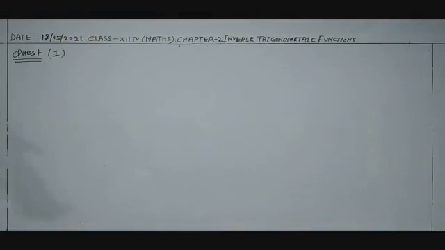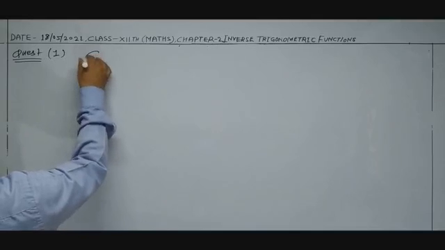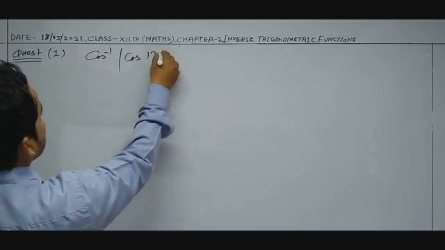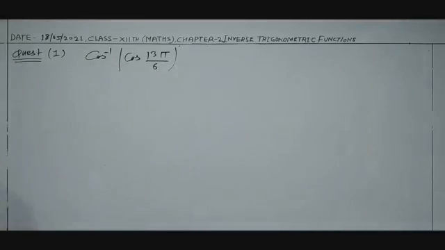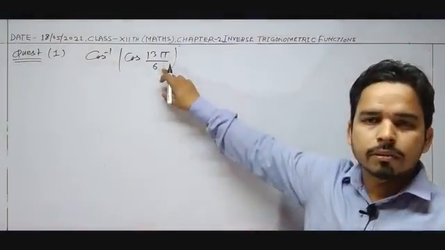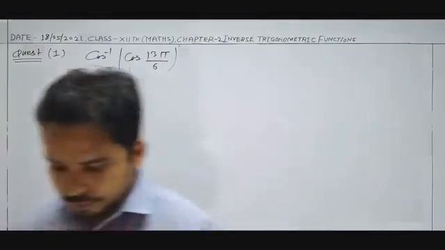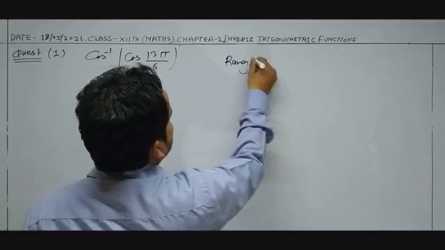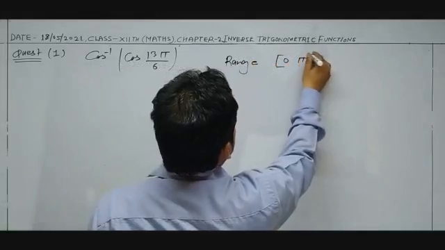Now see question number 1, students. Miscellaneous chapter 2, question number 1. Find the value of cos inverse cos of 13 pi by 6. So 13 pi by 6 in radians, pi by 6 is 30 degrees, and 30 multiplied by 13 is 390 degrees. You know the range of cos inverse x is 0 to pi in closed interval.